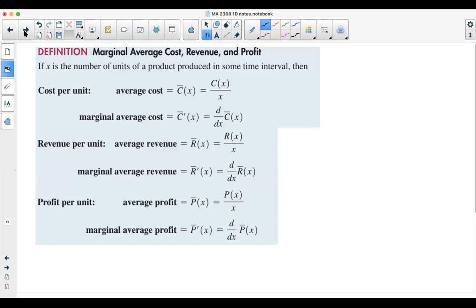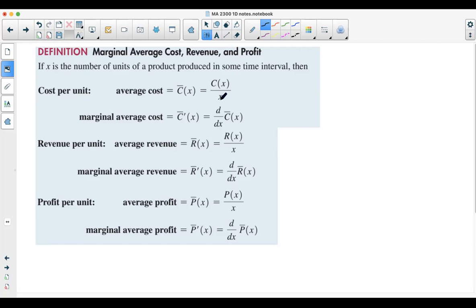Then our next thing is called not just marginal cost, but marginal average cost, and then marginal average revenue, and then marginal average profit. So basically, you're just trying to get the average cost, and then getting everything done in that context. So here, the average cost function is simply the cost function divided by number of units, of course. Total cost divided by number of units will get you average cost.